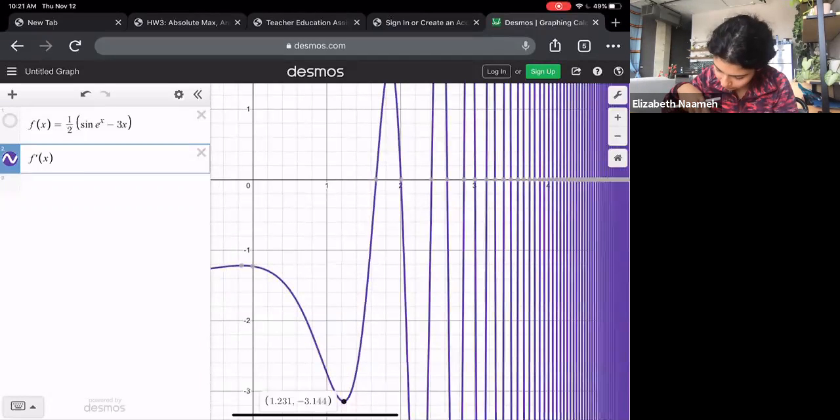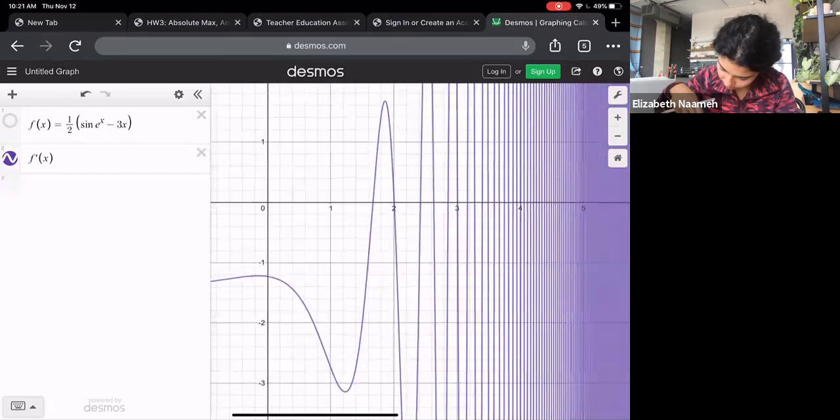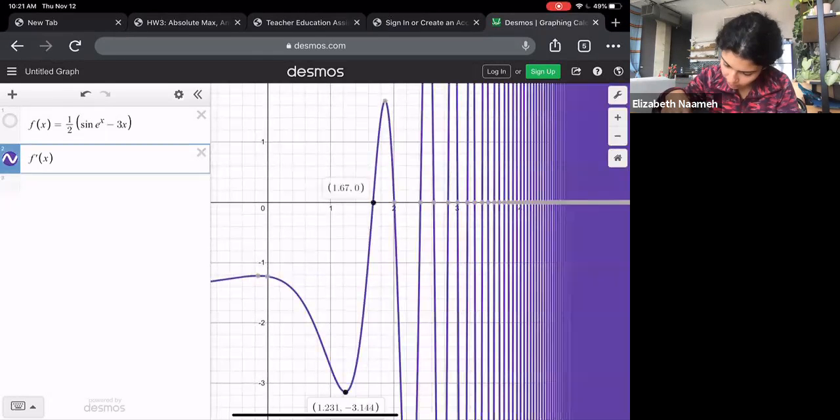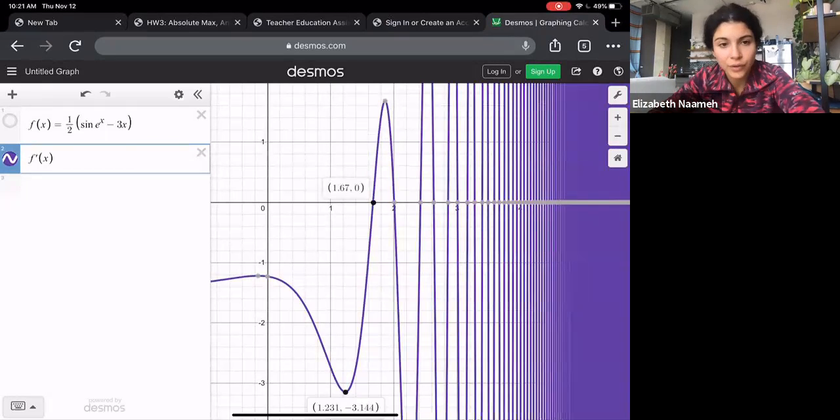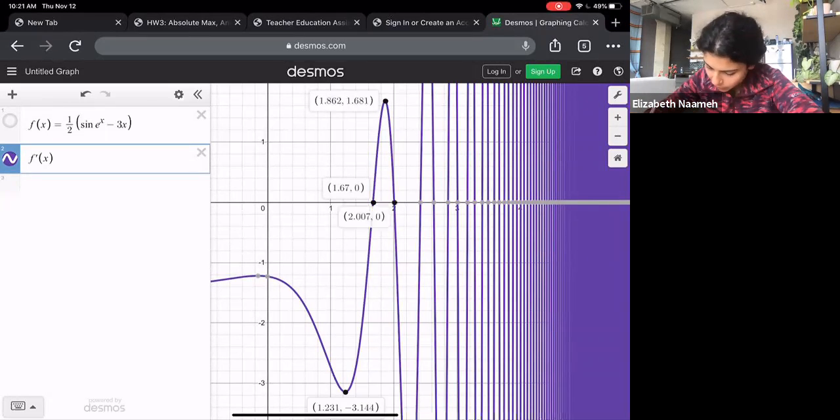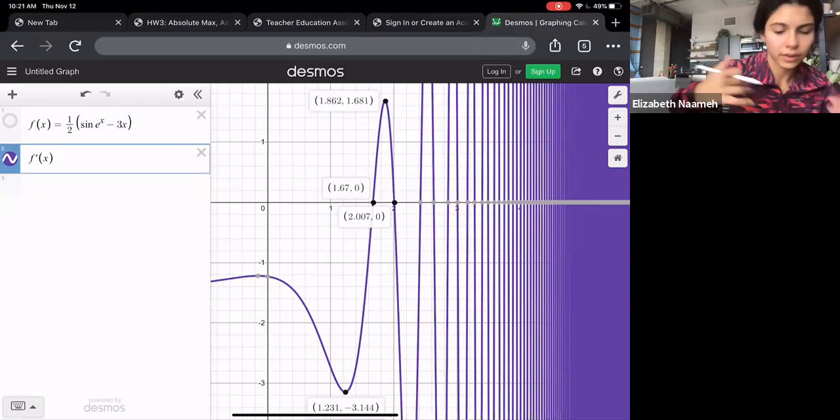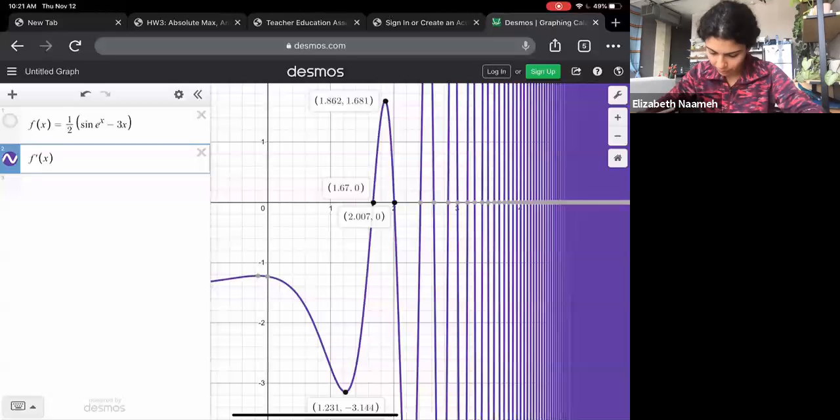So I'm highlighting them. 1.231 is our first min. Go ahead and draw that. And then 1.67 is our first 0. We have a max at 1.862. That's the x value. Notice I'm only giving you x values. And then we have another 0 at 2.007. Let's just work with those, because that's enough to get our first of whatever they're going to ask for. So copy that down.